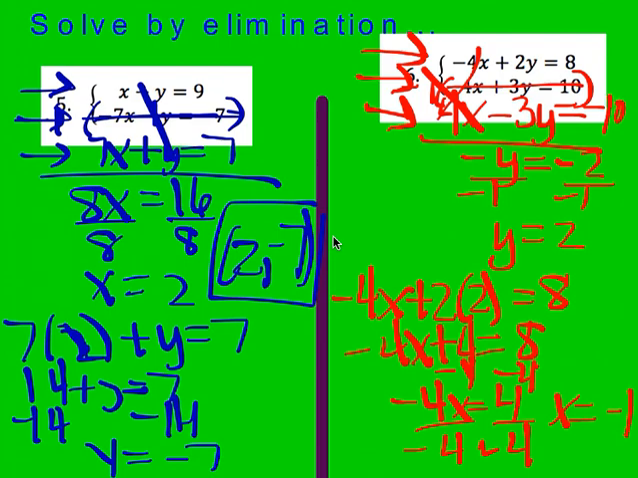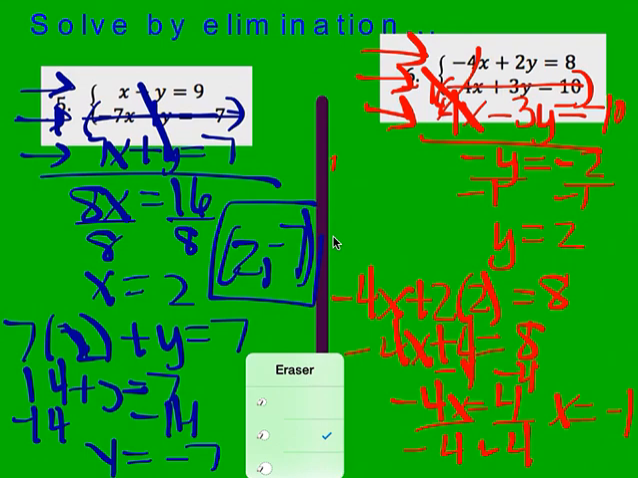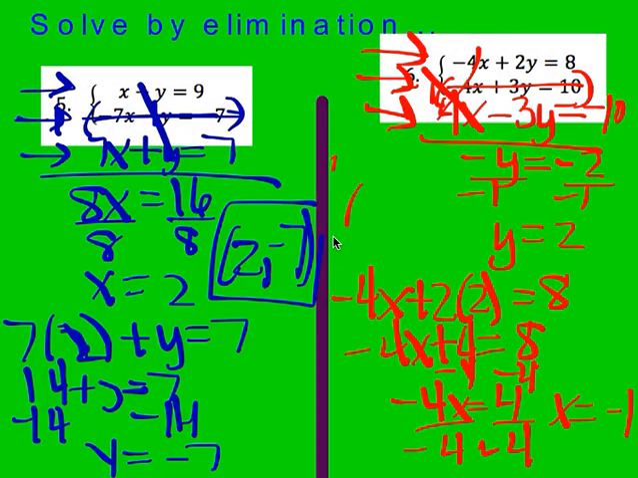So now I'm going to write that out as a point. First my x, like so, and then my y, which is 2.